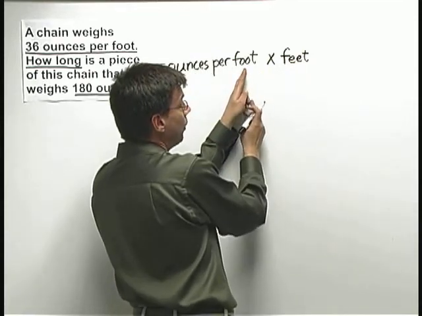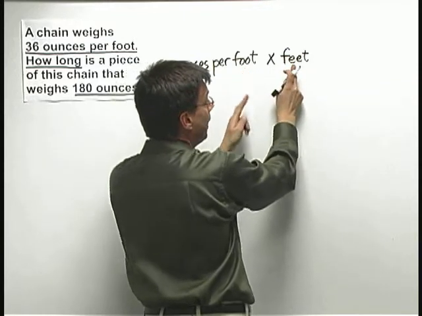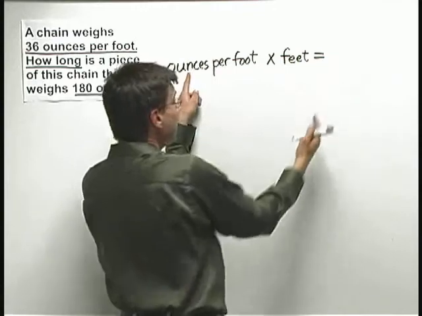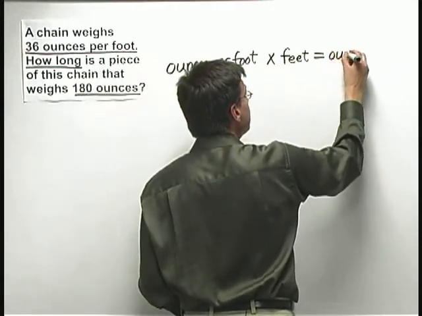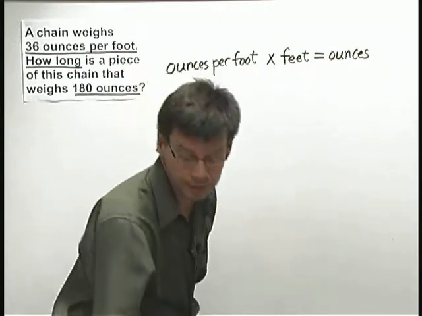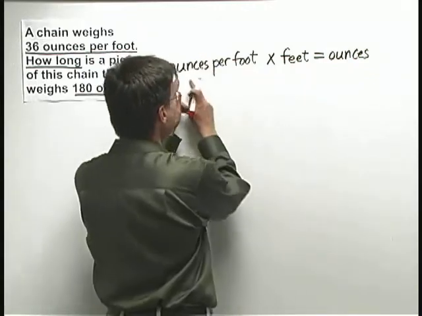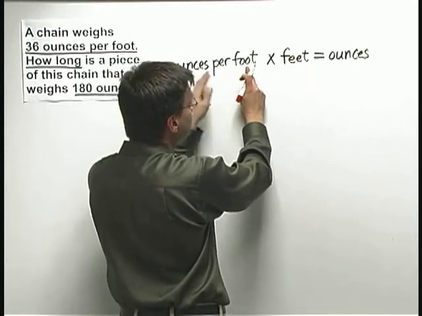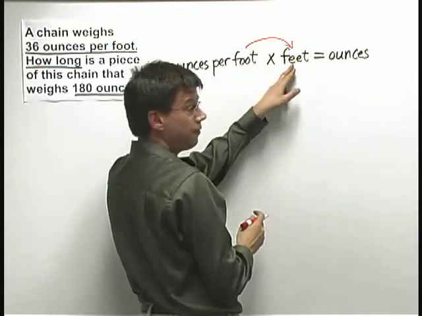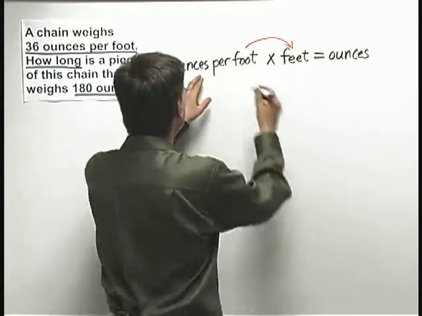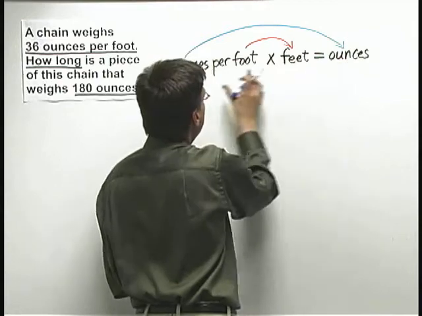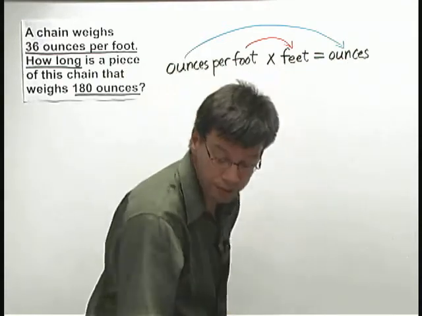The units after the per match up with the units that I multiply by. The result that I get after I multiply will have units that are given by the word in front of the per. That's ounces here. Ounces per foot times feet equals ounces. Let's think about this a little bit more. If I take a rate, like ounces per foot, and multiply by units given by the word after the per, that's feet, I end up with a result whose units are given by the word in front of the per, that's ounces. Again, ounces per foot times feet equals ounces.